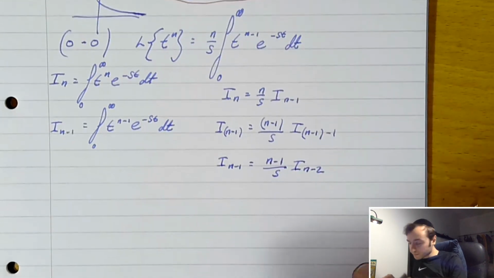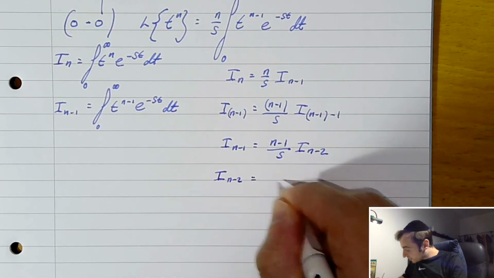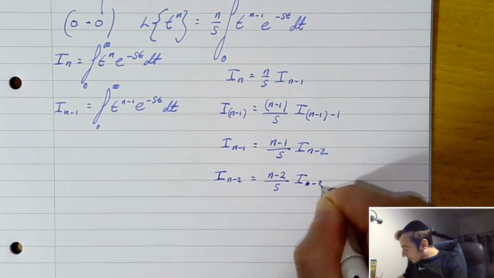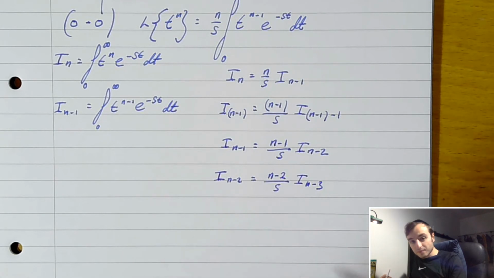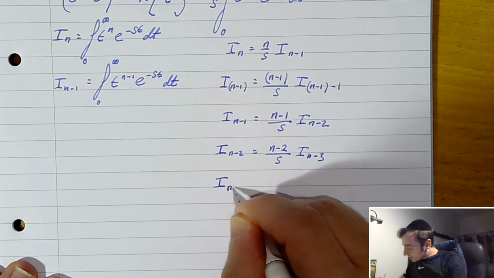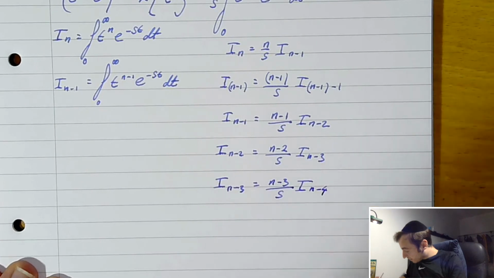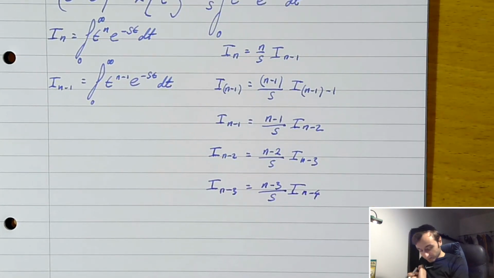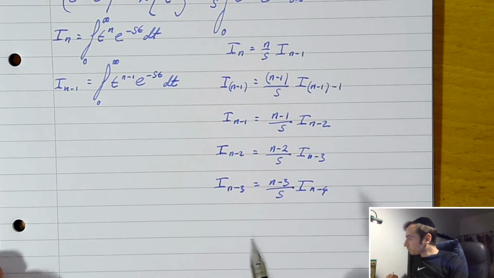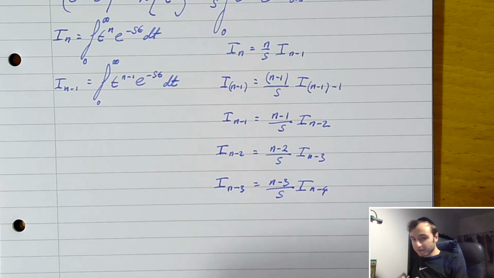Now let's do that again. So that becomes I_s(n minus 2) equals n minus 2 on s, I_s(n minus 3). Now let's do it again. So what we have here, if you can see, is a reduction formula going on. So we've got I_s(n minus 3) equals n minus 3 on s, I_s(n minus 4). So now we're starting to build up a reduction series, which should hopefully build into something that we can simplify a little bit more.